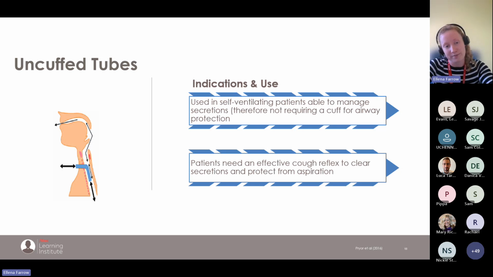And then obviously on the flip side, you've got your uncuffed tubes. Your uncuffed tubes tend to be used on your self-ventilating patients, those that can manage their secretions, so they don't require the presence of a cuff for that added airway and aspiration protection. Your patients with an uncuffed tube do ideally need to have an effective cough reflex or an effective method of chest clearance and secretion management to protect them from aspiration.